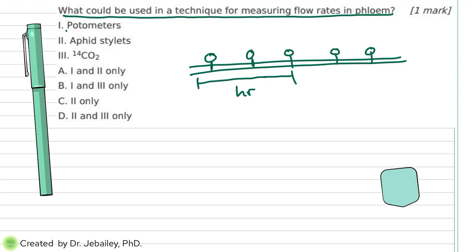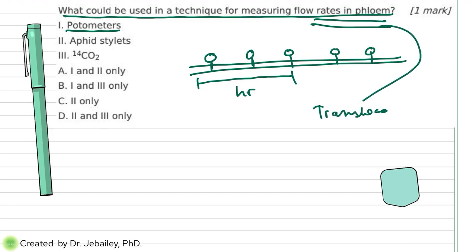So the first one says potometer. Potometer, this is for transpiration. It has nothing to do with the flow rates of phloem, because the rate in phloem is translocation. It's not transpiration. So potometer is not it. Aphid stylets, that is true. And then what they do, they wait for that radioactive carbon dioxide, which is definitely this one, moving here, and this is how you catch them by being highlighted. So it's 2 and 3, so the answer is D.